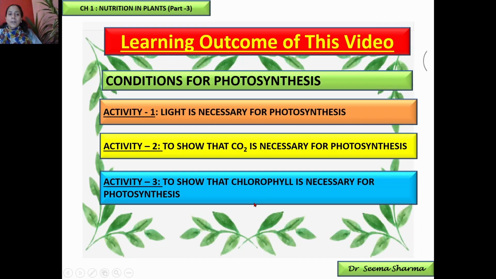So today again, it was an interesting session where you have not only learned about the conditions for photosynthesis, but we have also tried to know whether they are actually necessary or not, with the help of certain activities.